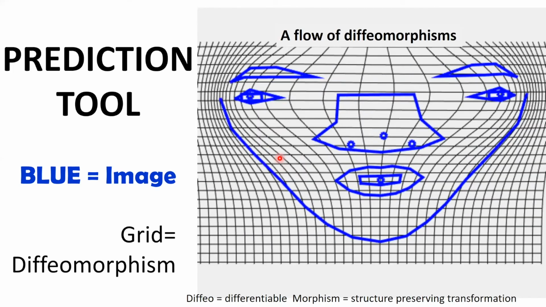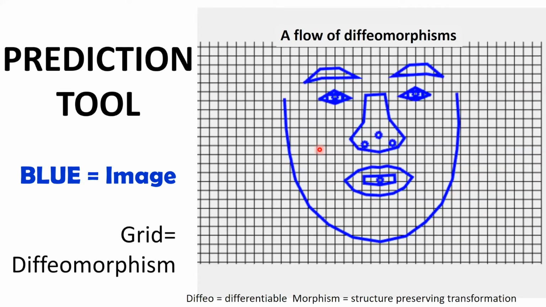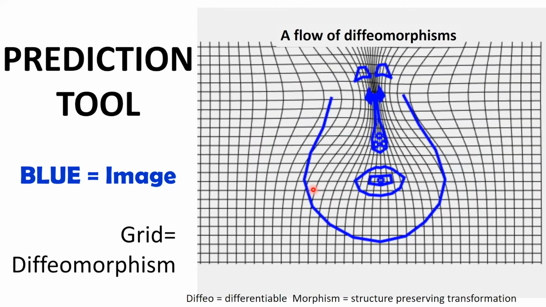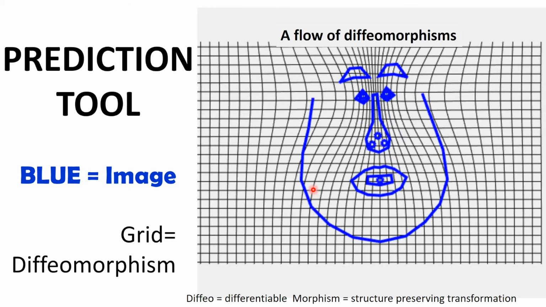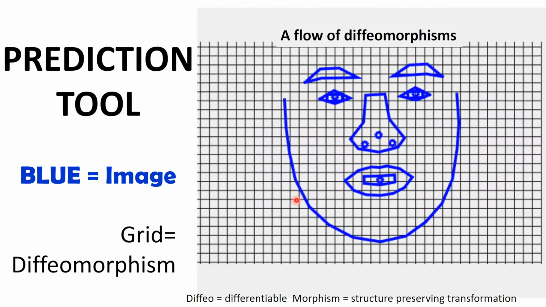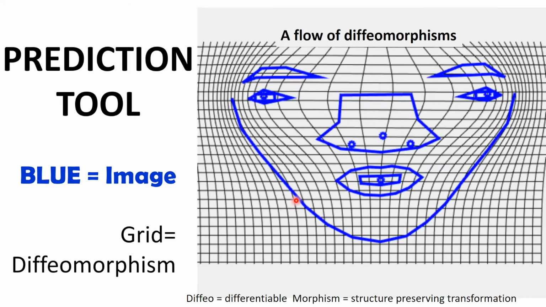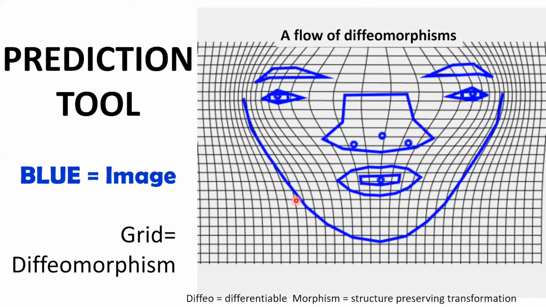So we can use diffeomorphisms as a prediction tool. Notice that they're changing in time. I'm going to come back to this. Time is going to be important because we essentially generate these with flows, so we can use it to predict where some shape is going.